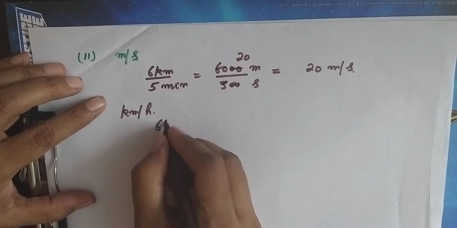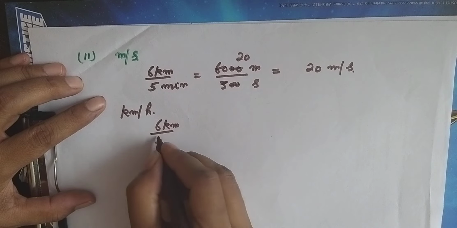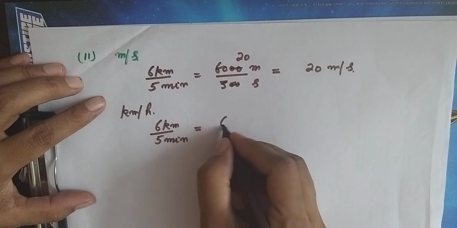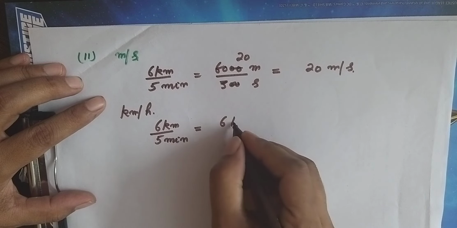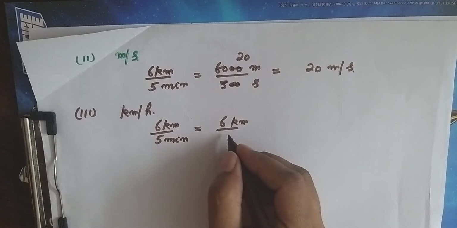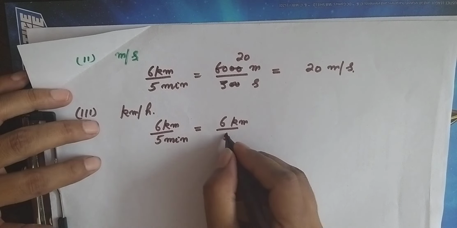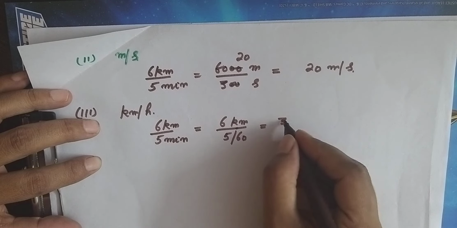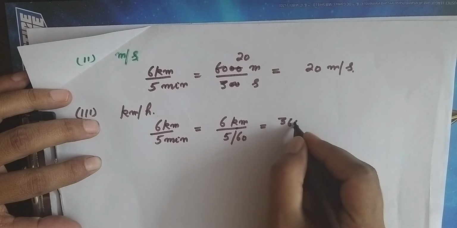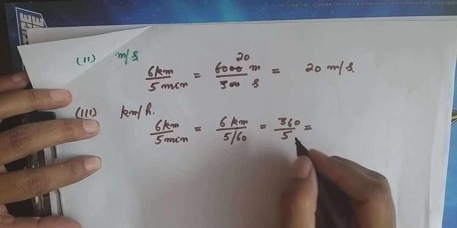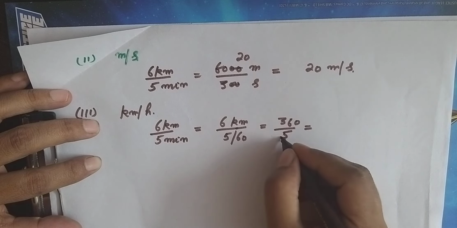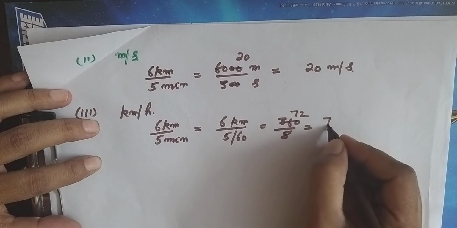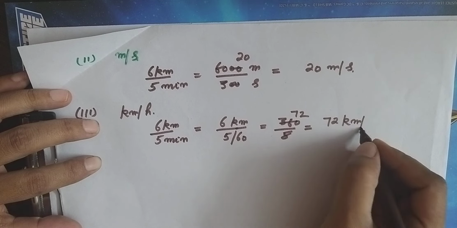So again, 6 kilometer in 5 minutes. 6 kilometer is already in kilometers, and I have to change 5 minutes into hours, so I have to divide this by 60 as well. So I'll get 6 times 60 divided by 5. I can simply cut this, so it is 72 kilometer per hour. That is your answer.